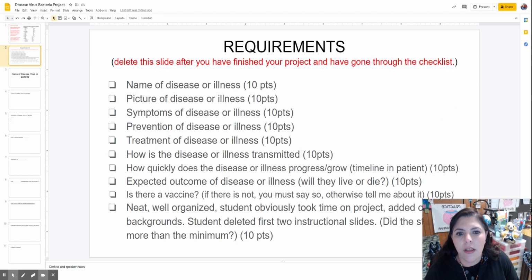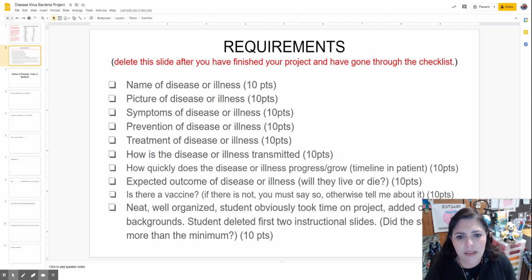You need to include in your slides the name of the disease or illness. Then you have to also have a picture of the disease or illness. This could be a picture of the actual virus, like with a microscope, or it could be a picture of somebody with symptoms of the bacteria, virus, or disease. It's up to you. Just any picture will work, and you can always include more than one picture. That would make for a very, very good project, but you need to have at least one picture.